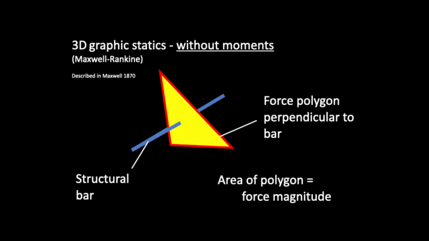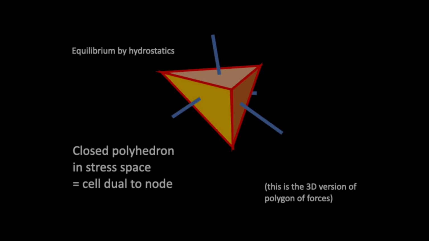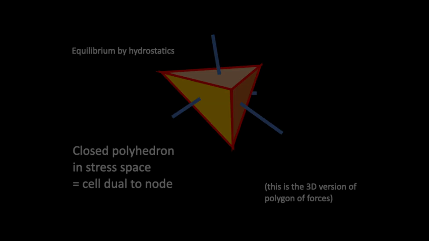And I'm just going to whistle-stop through 3D. All I really want you to see is it's very, very geometric. And it's kind of beautiful. So let's do 3D graphic statics. Instead of drawing lines to represent your force, you draw a polygon to represent the actual force. The area of that gives you the force in the blue bar. You can stick them together like Rankine did and make polyhedra of forces. And they're clearly in equilibrium because it's a closed polyhedron. So by hydrostatics, it's in equilibrium.